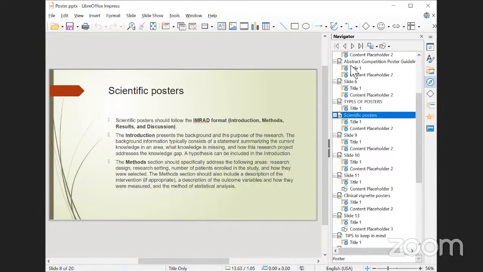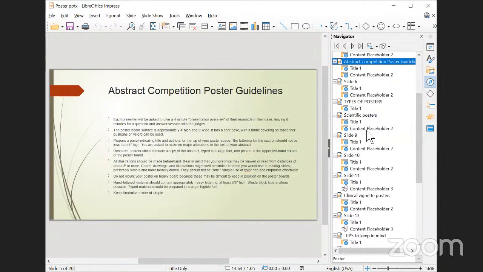Do not mount your poster on heavy board because these may be difficult to keep in position on the poster boards. Hand lettered materials should contain appropriately heavy lettering at least 3 by 8 inches high and shade block letters where possible. Finally, keep illustrative material simple.